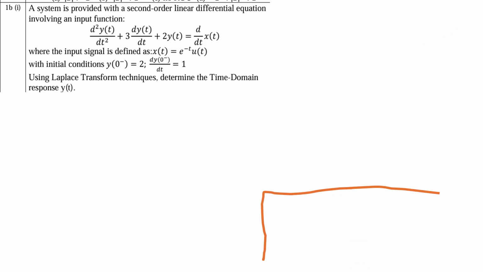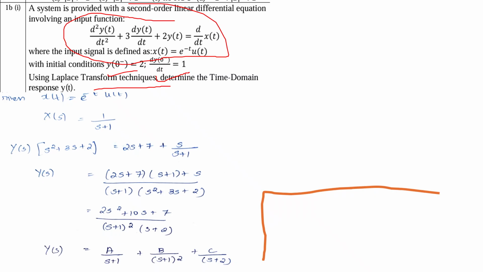Some more, question 1B. Again it will have two questions. The first question is that a system is given with a second order linear differential equation, with some initial values given, y of 0 and dy of 0, right? And then it asks for the Laplace transform, nothing else. So simply find out y of t. So how will you get it?